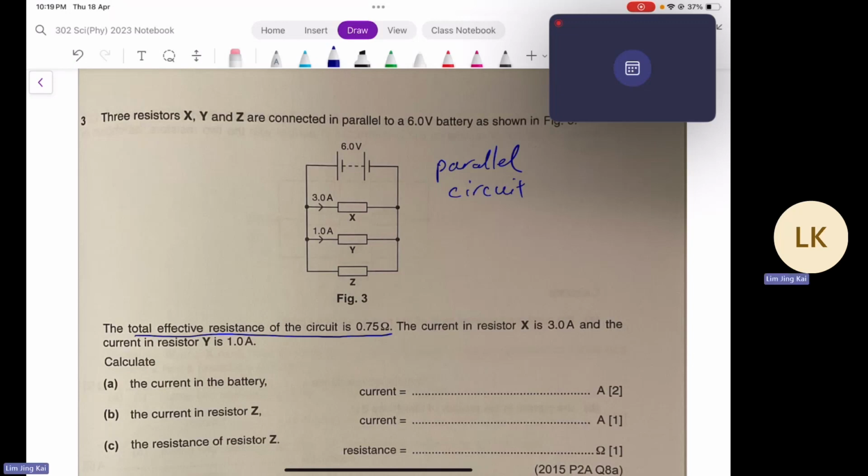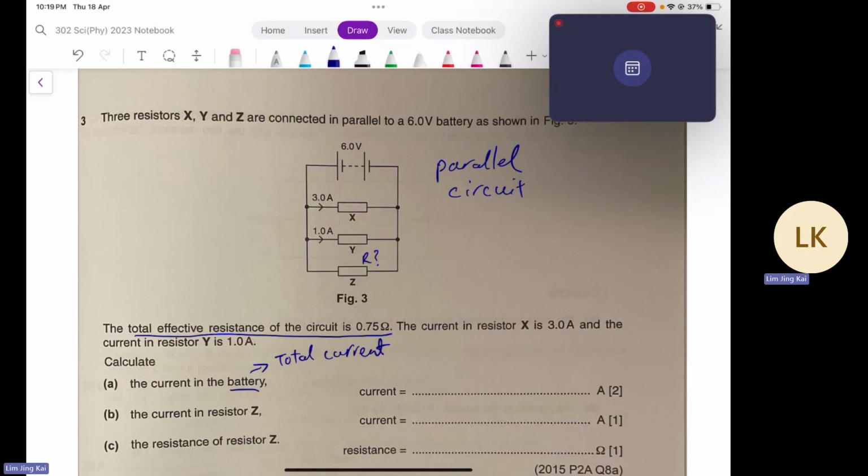For part A, the current in the battery, you need to understand that they are not asking for what is inside the battery, but rather this is asking for the total current. Basically, what is the total current? If you look at the whole circuit itself, we do not know the resistance of the resistor Z. So with that in mind, we can't solve using the total resistance method.